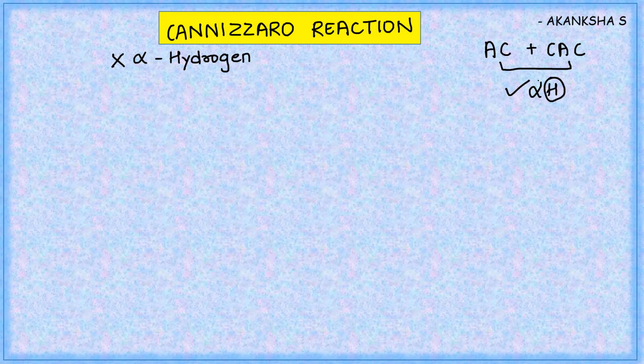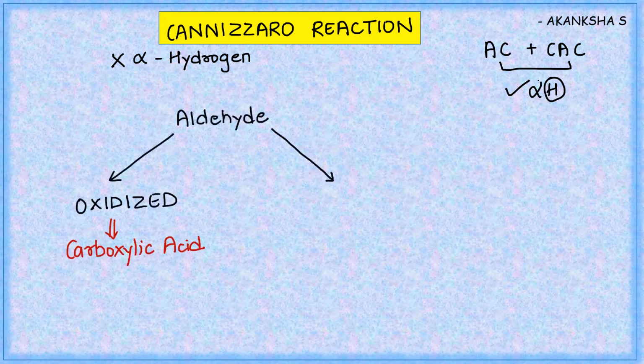Basically, what happens in Cannizzaro, you take an aldehyde, you're simultaneously going to oxidize it and reduce it. We know one thing for sure, whenever an aldehyde gets oxidized, we get a further addition of oxygen, that is carboxylic acid. And whenever an aldehyde gets reduced, we get an alcohol. This is the basic principle.